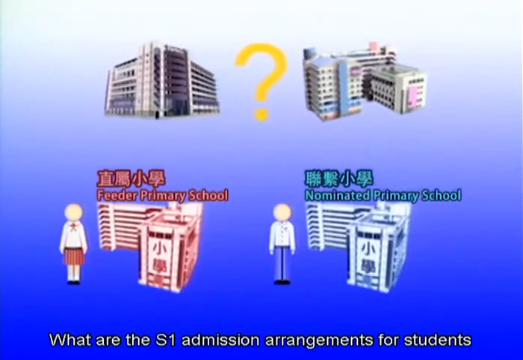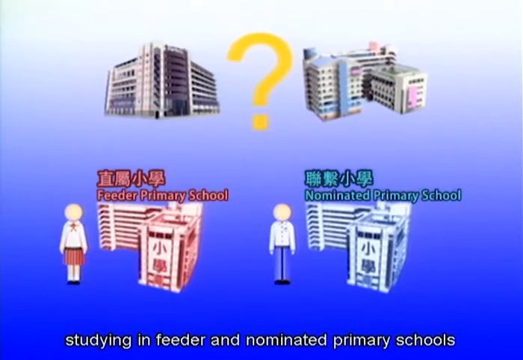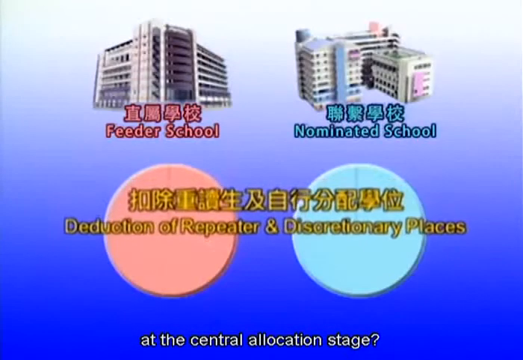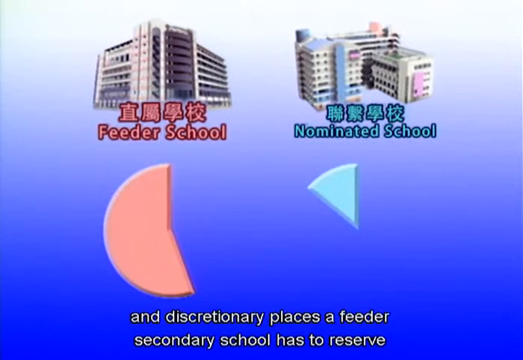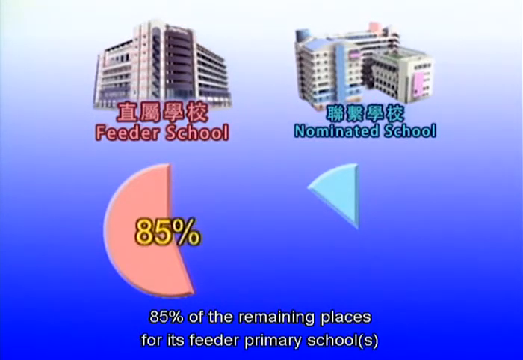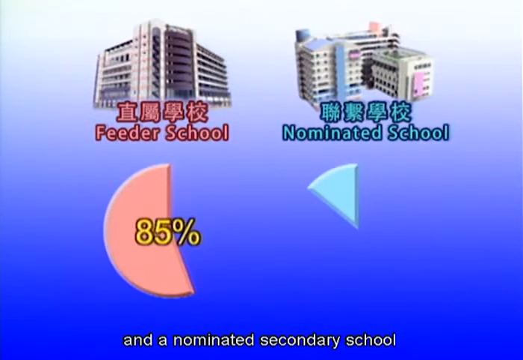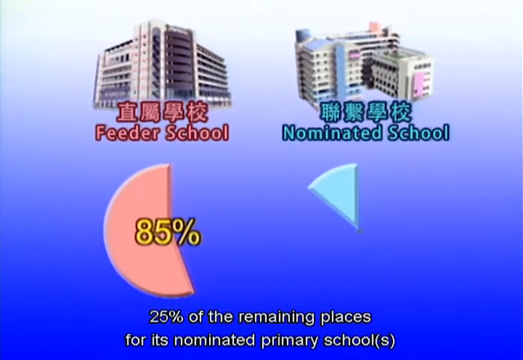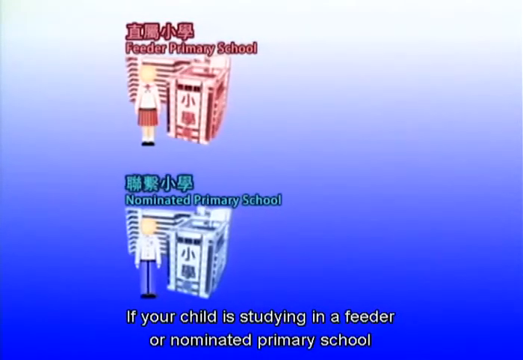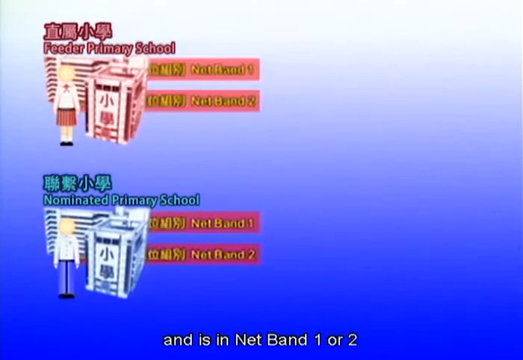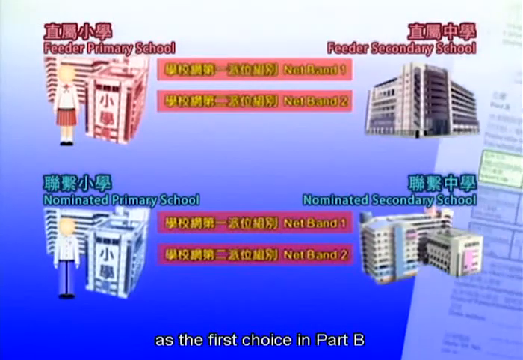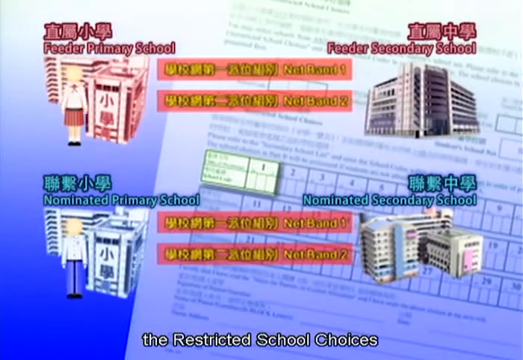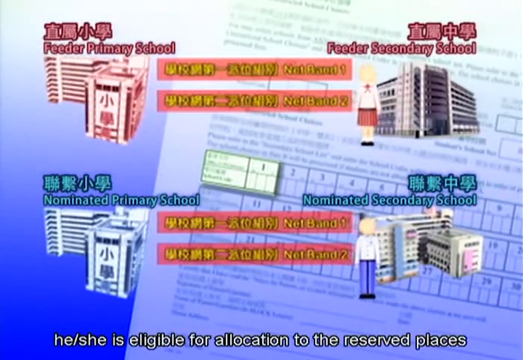What are the S1 admission arrangements for students studying in feeder and nominated primary schools at the central allocation stage? In general, after deduction of the repeater and discretionary places, a feeder secondary school has to reserve 85% of the remaining places for its feeder primary schools, and a nominated secondary school 25% of the remaining places for its nominated primary schools. If your child is studying in a feeder or nominated primary school and is in Net Band 1 or 2 and makes the feeder or nominated secondary school as the first choice in Part B, the restricted school choices, he or she is eligible for allocation to the reserved places.